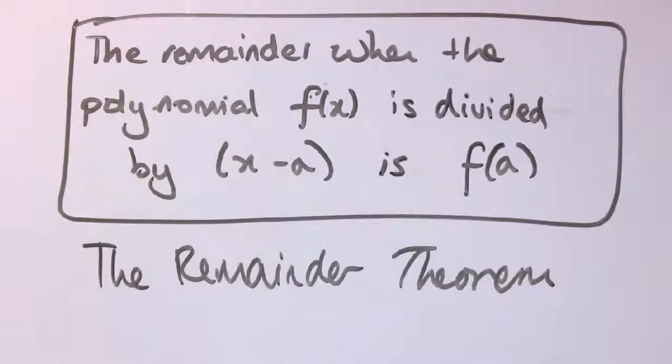Okay, so to summarize the remainder theorem, when I divide the polynomial f of x by x minus a, what I get is f of a, i.e. whatever I get when I substitute in that value a into the polynomial.